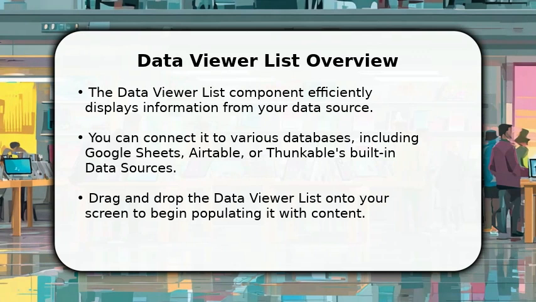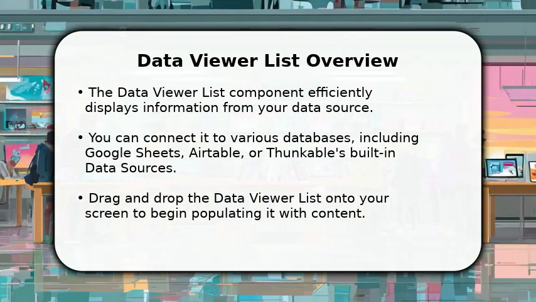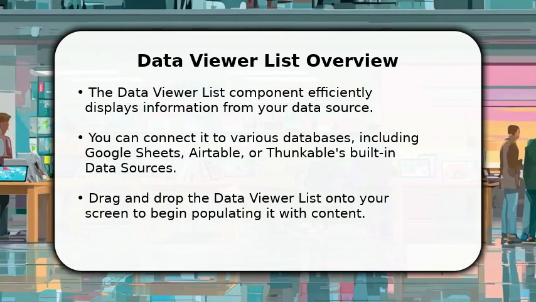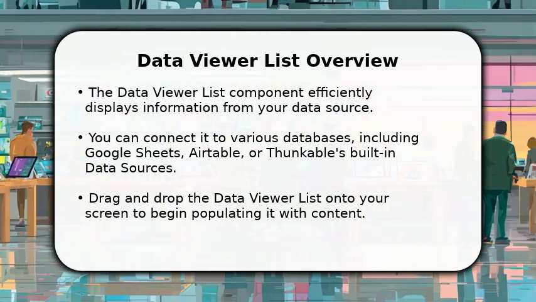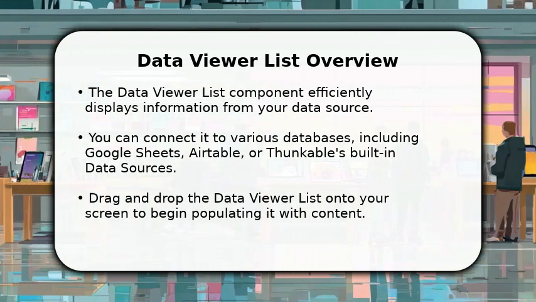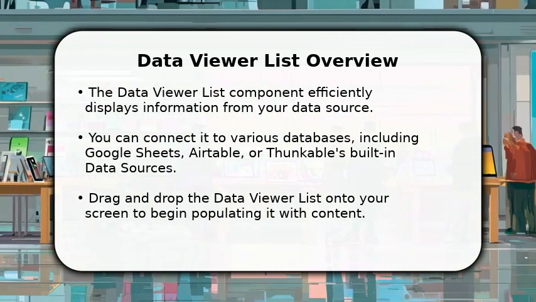In this video, I will explain how to use the data viewer list in Thunkable. First, open your Thunkable project and navigate to the Design tab, then find the data viewer list component in the Components palette. Drag this powerful component directly onto your screen.